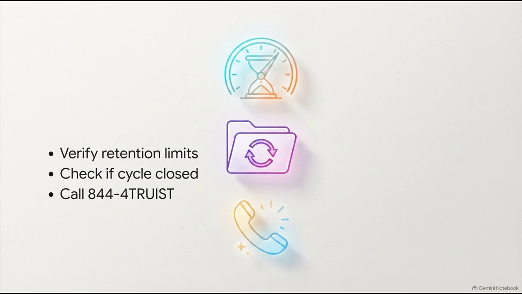Now, what if the statement you want just isn't showing up at all? Well, first, verify the retention limits. Like we mentioned earlier, credit card statements are only kept online for up to 2 years. If you need something older than 24 months, it simply won't be there. Second, make sure the statement cycle has actually officially closed. You can't download a finalized statement for a month that's still happening.